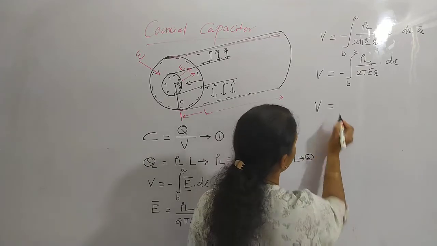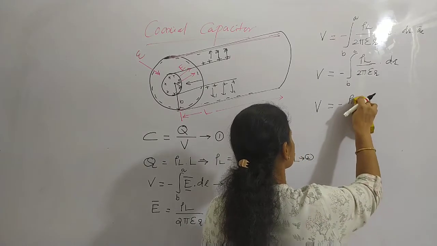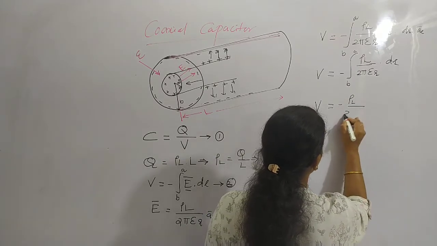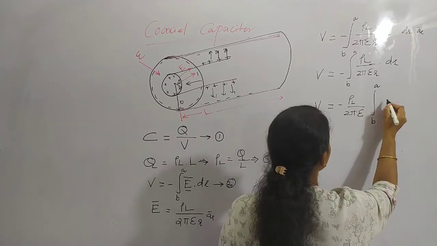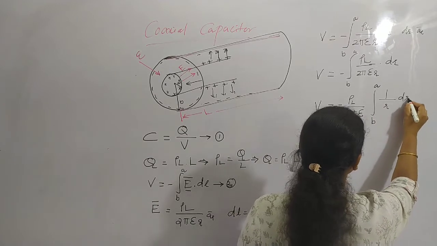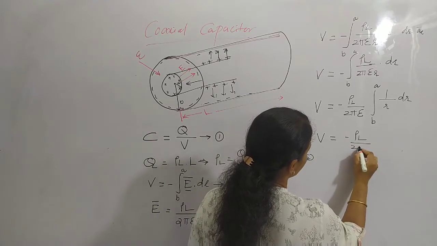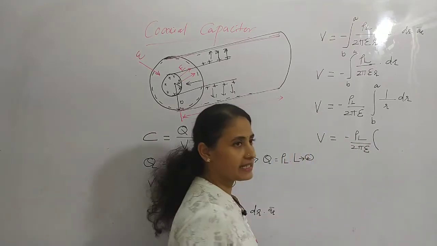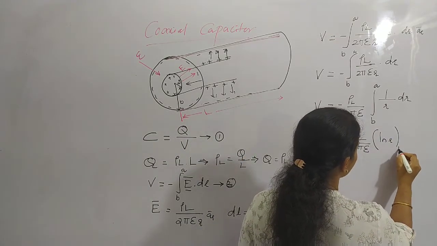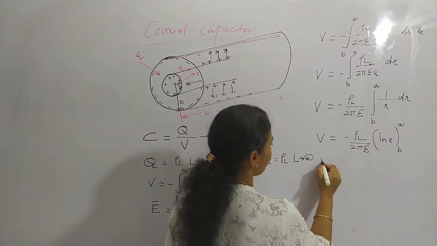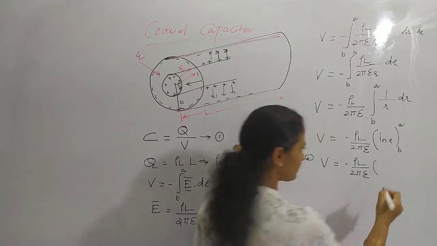V is given by minus, the constant terms are rho_L by 2 pi epsilon, and under the integration we have the term related to the radius with dR. So the V is given by rho_L by 2 pi epsilon. The integration of 1 by R is log R. The limits are from a to b. So the V is given by minus rho_L by 2 pi epsilon.